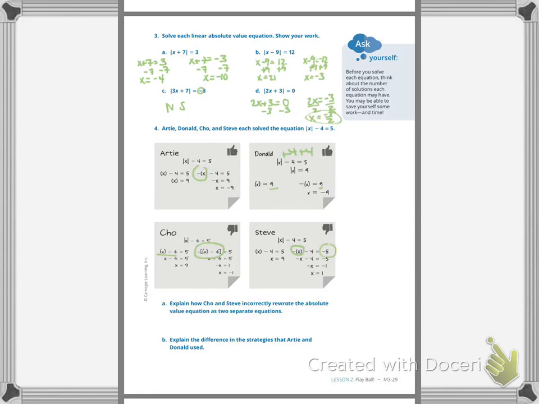Okay, so in this one, Cho incorrectly applied the negative symbol to the -4 in the second equation. Steve incorrectly applied a second negative symbol to the -5. Artie applied the positive and negative signs to the expression inside the linear absolute value symbols and then solved each equation. Donald isolated the linear absolute value expression before applying the positive and negative symbols to the isolated expression. So that was kind of the similarities and differences between those two guys.